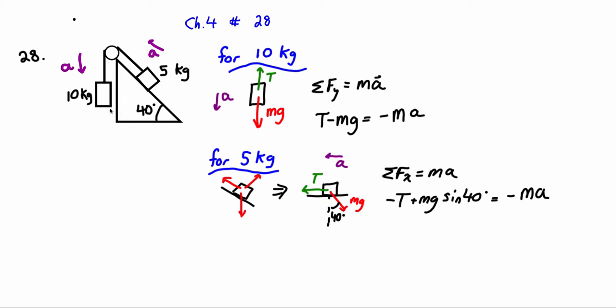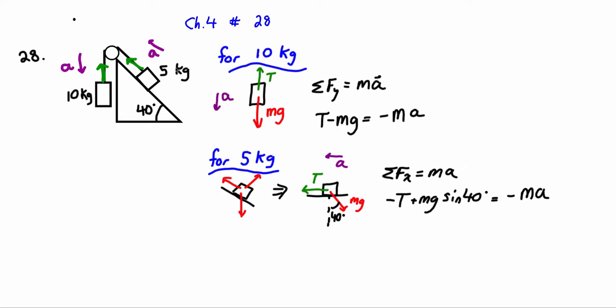So what I'm doing here is I'm breaking this problem up into two parts so I can find two equations to solve for two unknowns. And my two unknowns are the acceleration and the tension. If you are doing a problem like this, it's important to know that the tension is the same because it's the same rope. So both of these T's are the same. Since they're connected to the rope as well, both of the accelerations are the same.